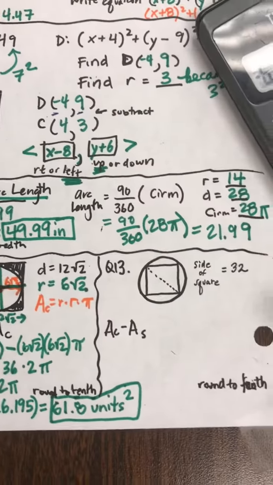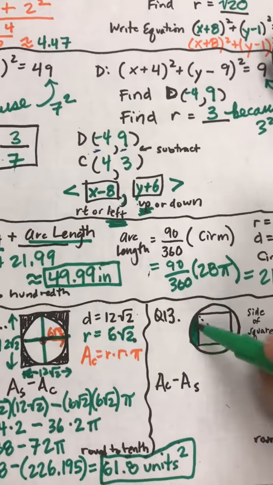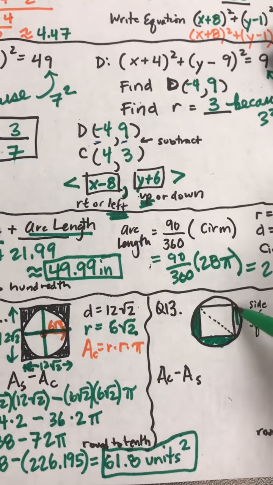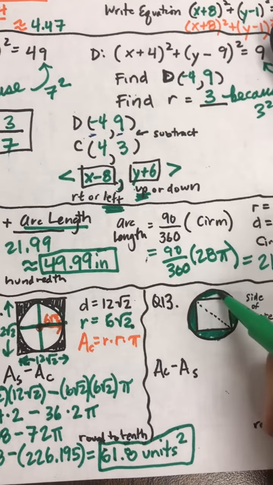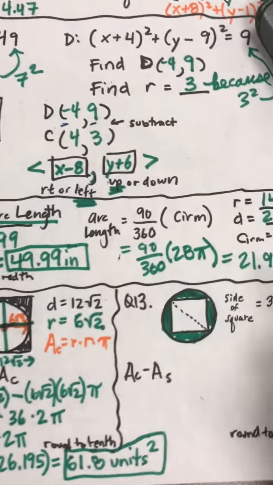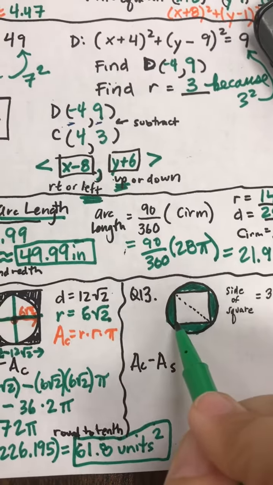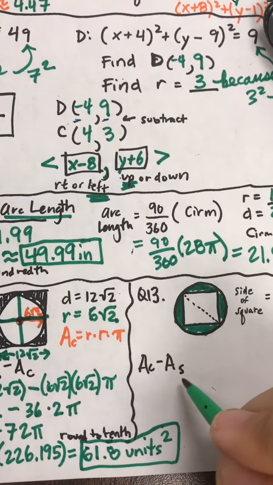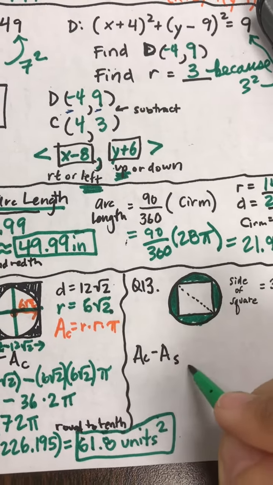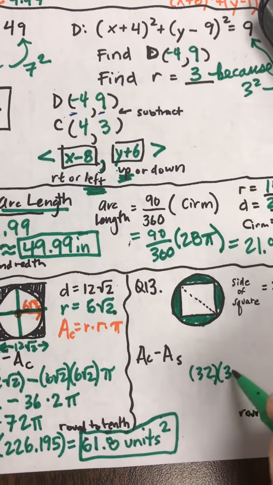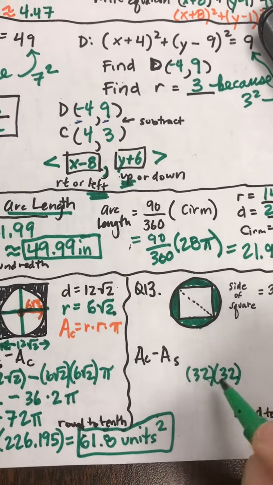Okay, here we go. This image, the area of the shaded region would be the area of our circle minus the area of our square. So let's take a look. Our square is pretty straightforward. Our square is 32 times 32. So the area of our square is 32 times 32. Hopefully you feel pretty good about that.